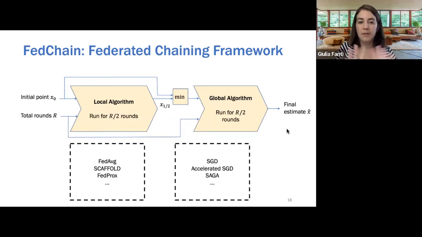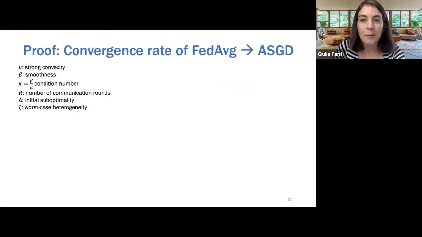Okay, so that's FedChain, very simple. And the proof is also dead simple. So I'm going to show you how to prove the convergence rate of FedAvg to ASGD. And I'm going to use this notation of a local algorithm, and then an arrow, and then a global algorithm to denote that the first one is the local algorithm and the second one is the global.